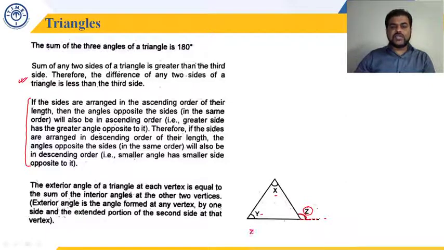So in this case, this angle Z, if this is the exterior angle you are looking at, then the interior opposite angles will be x and y. So this must be equal to x plus y. Any exterior angle is equal to the sum of the interior opposite angles. Okay, fine.